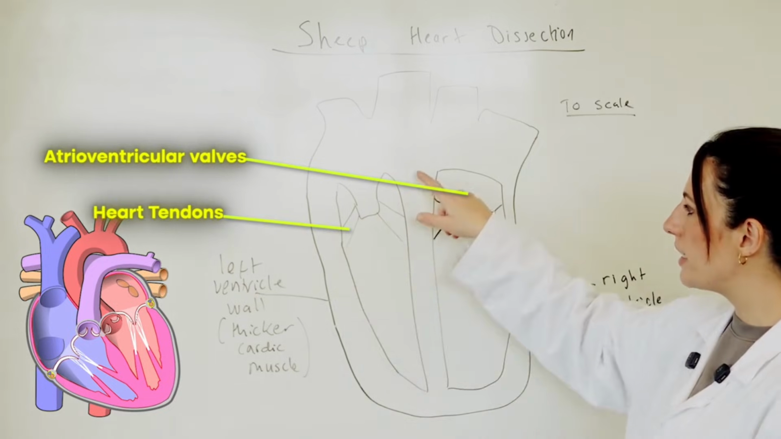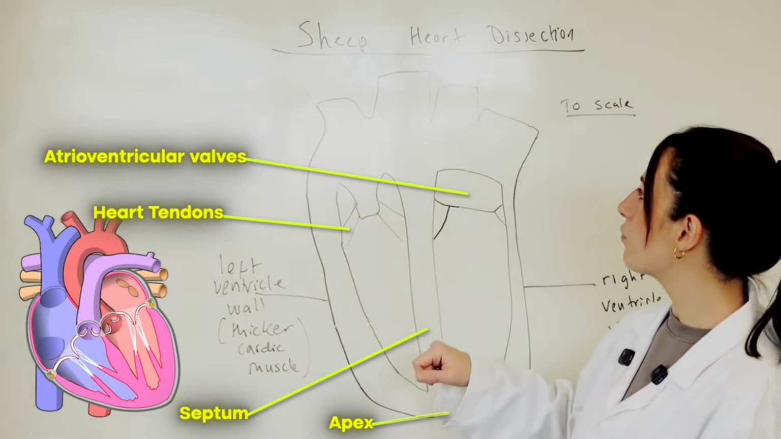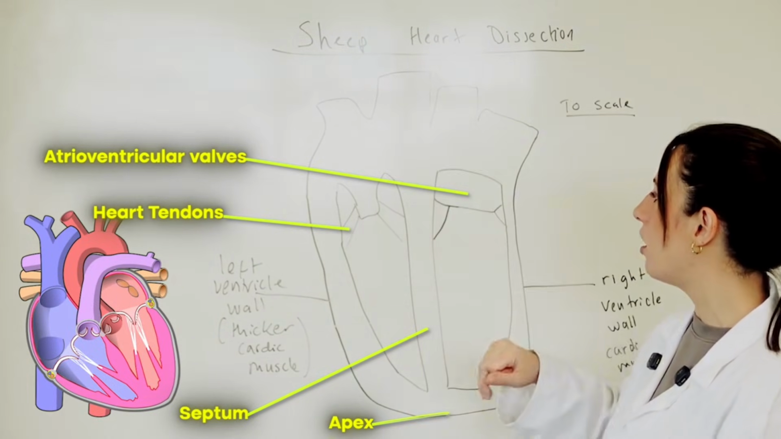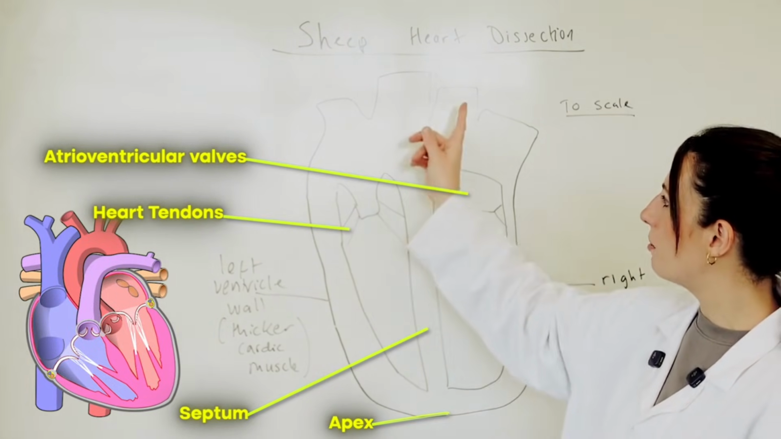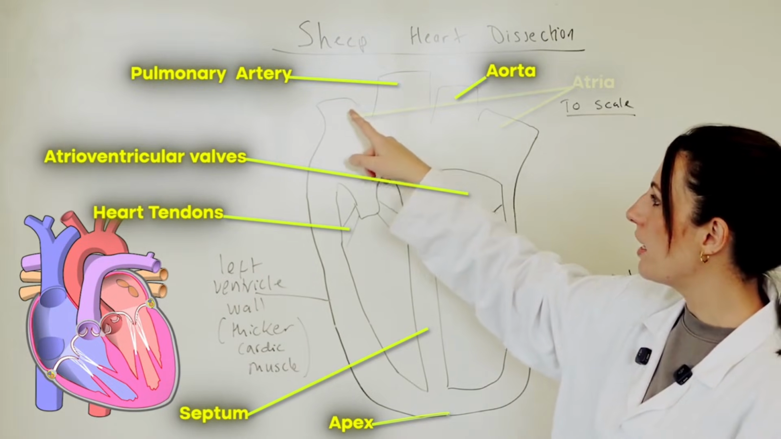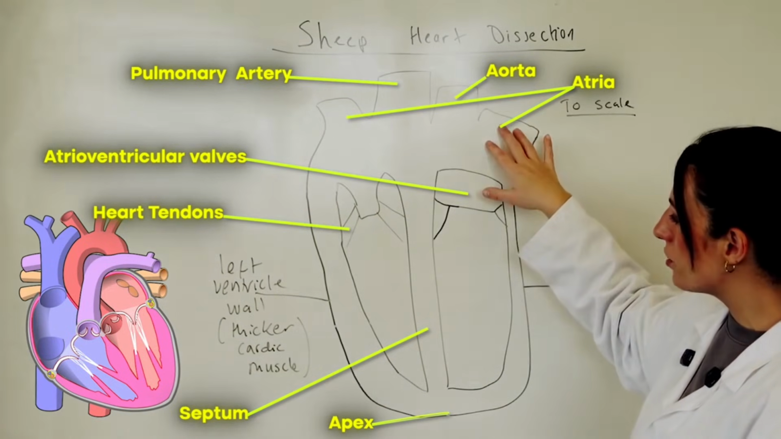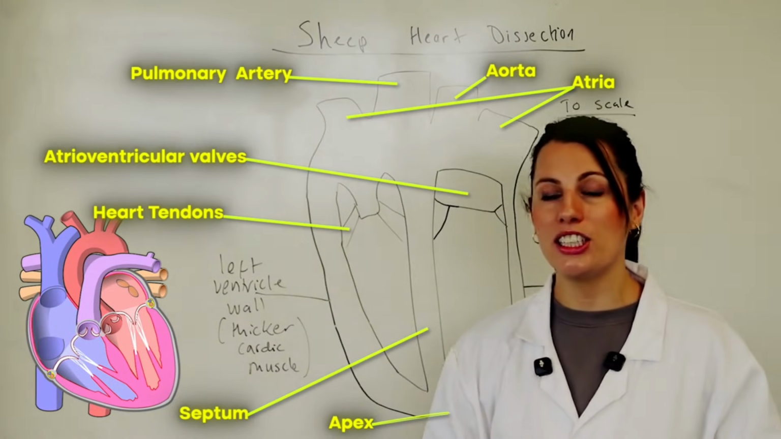Then they can add the other labels, such as the atrioventricular valves. We've got the heart tendons, we've got the septum. We could label this as the apex. We have got our two different blood vessels at the top, and for us, we put the finger through and we worked out that was the aorta, that was the pulmonary artery. These are our two atria. So we've got the left atria, the right atria.